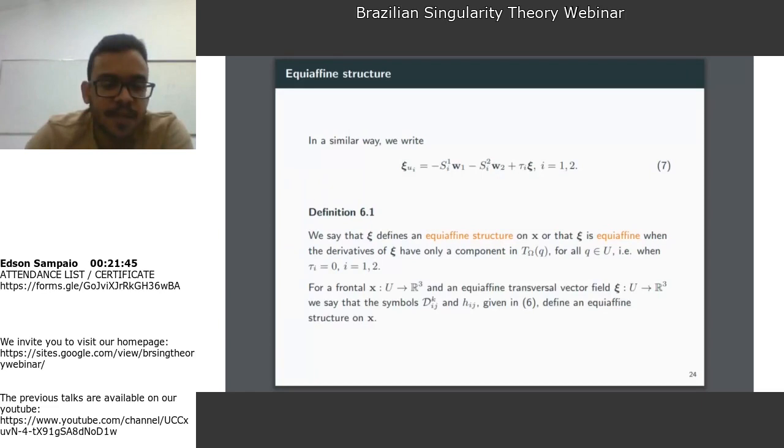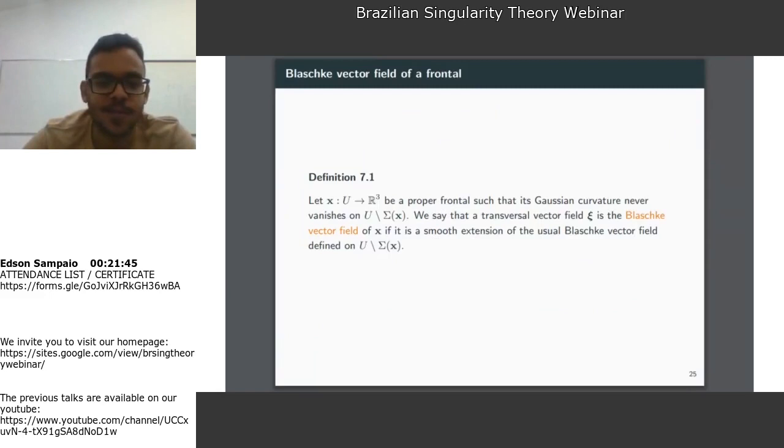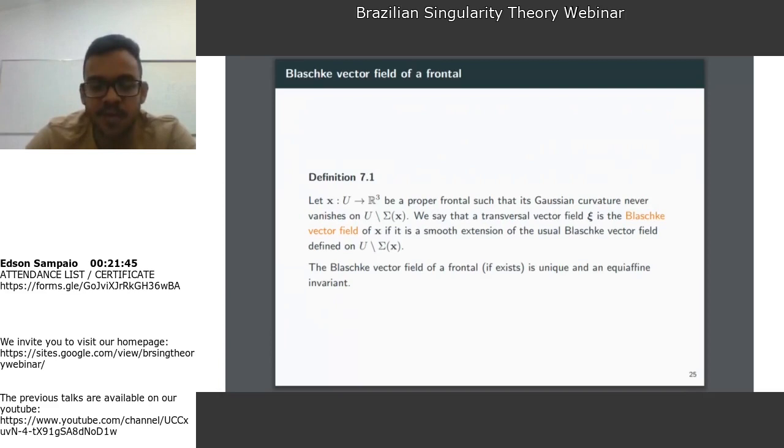Since we have all this done, we can now go to the Blaschke vector field of a frontal, that I will define in the more natural way. So we take X, a proper frontal, for which the Gaussian curvature never vanishes on the regular part. We say that a transversal vector field C is the Blaschke vector field of X if it's a smooth extension of the usual Blaschke vector field defined on the regular part. Of course, we can show that if we have a frontal and the Blaschke vector field exists, then it's unique and it's also an equiaffine vector field for this frontal.